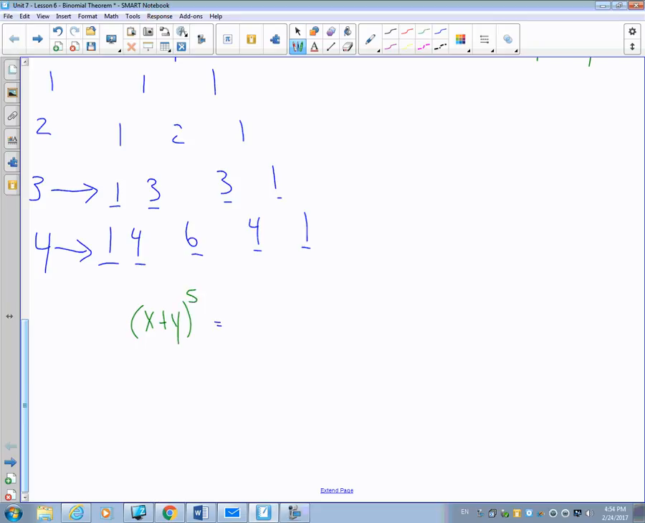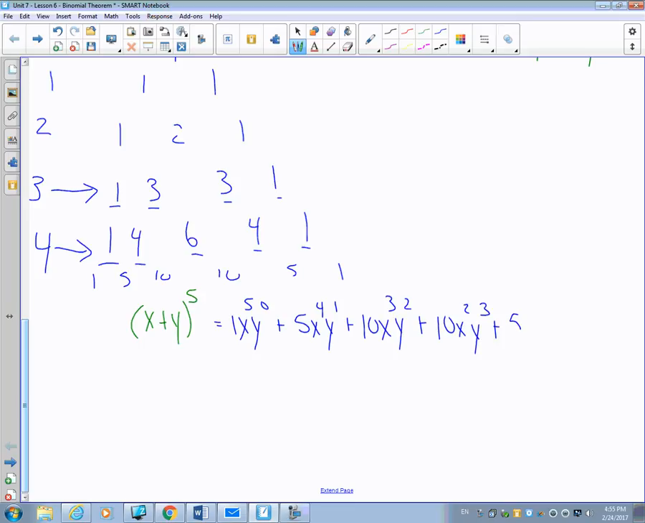What would that look like? Well, let's see. The next row is 1, 5, 10, 10, 5, 1. So I've got 1, x to the 5, y to the 0, plus 5, x to the 4, y to the 1, plus 10, x to the 3, y to the 2. X's are going down, y's are going up, plus 10, x squared, y cubed, plus 5, x to the 1, y to the 4, plus 1, x to the 0, y to the 5. And that would expand that binomial without ever having to do FOIL. Way, way faster, right?